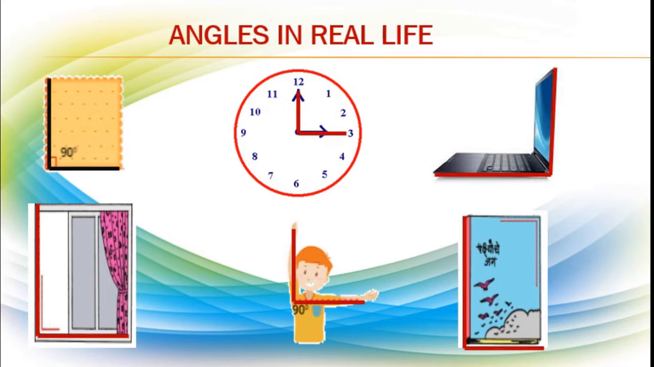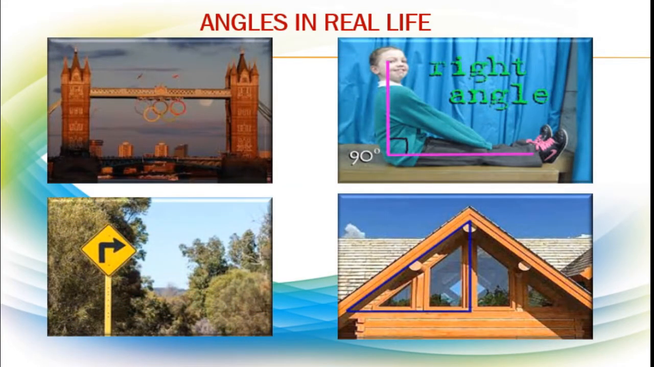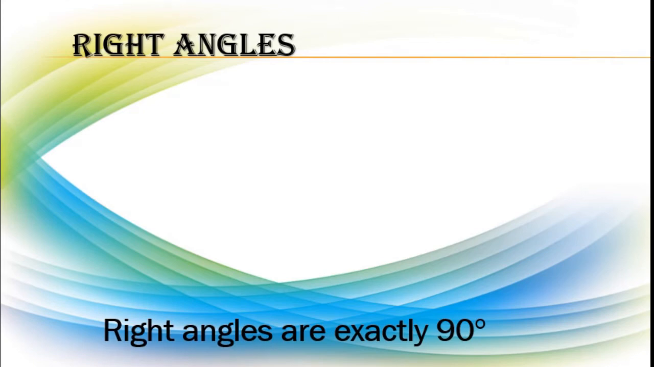See students. Now some more pictures you can study here. Here also we can see the angles formed. In all the four pictures we can see the angles, and they too look like the capital L. Now, these capital L shapes are nothing but right angles.